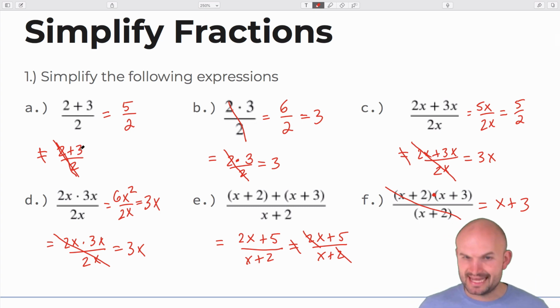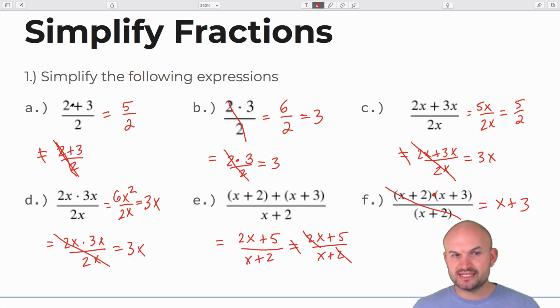Now, why is that the case? Well, in here, the 2 and the 3 are separated by addition, where here the 2 and 3 are separated by multiplication. So we can divide out terms when we have terms separated by multiplication, but not addition and subtraction.